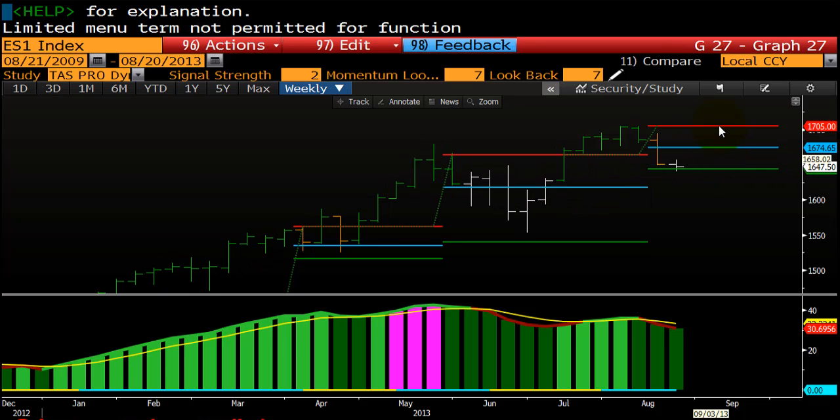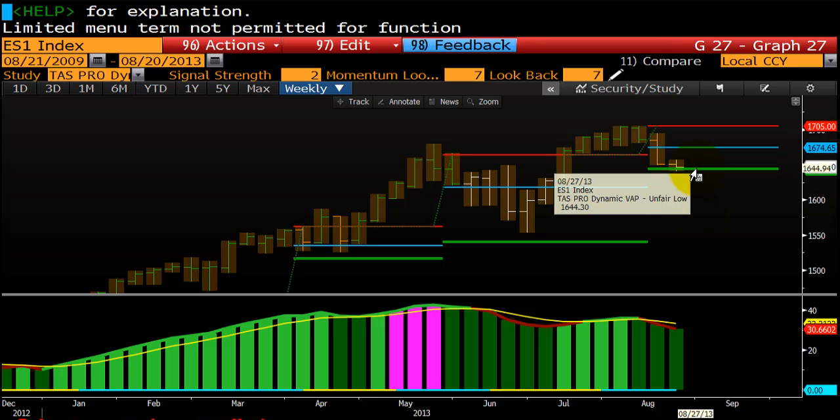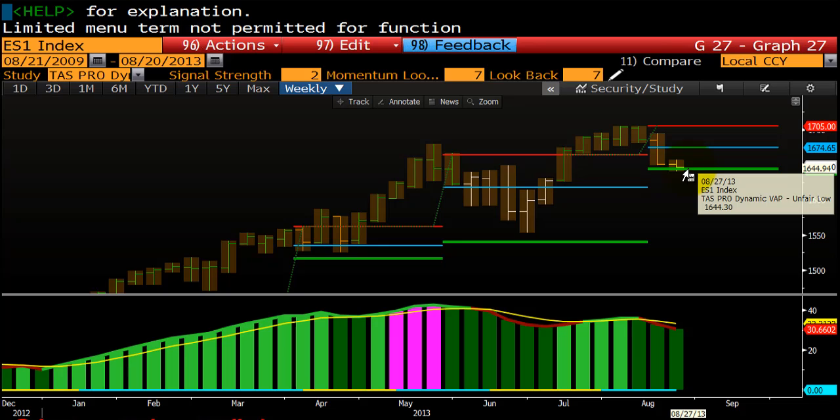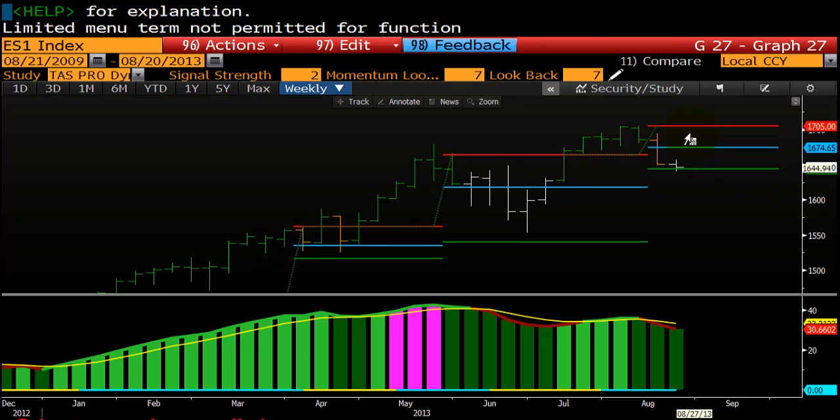Remember, this is that meaty part of the bell curve that we talked about turned on its side, that we explicitly said we will be mainly concerned with, this area right here. This is a weekly chart of the S&P 500. This unfair low is again 1644.30. We have come down into this, and this is the bottom of what we call our fair auction.